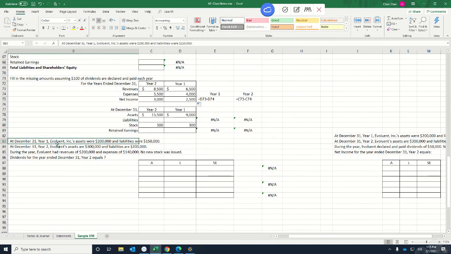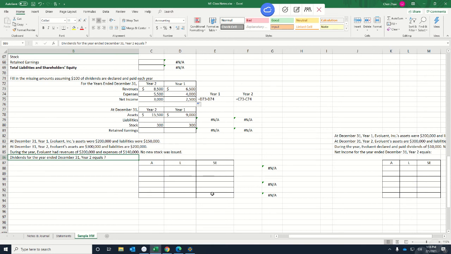Let's look at some information here. At December 31st, year one, the assets were 200,000 and liabilities were 150,000. And December 31st, year two, assets are 300,000 and liabilities are 200,000. During the year, this firm has this amount of revenue and this amount of expense. No new stock was issued, and the dividends for the year will be something we need to find.